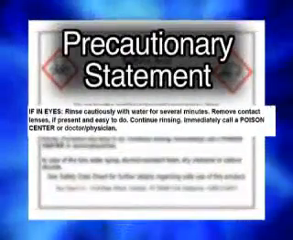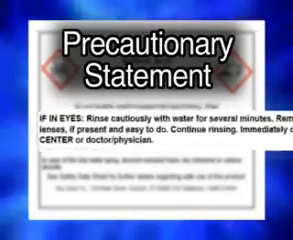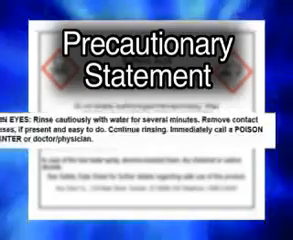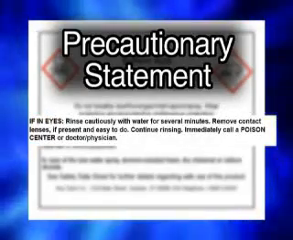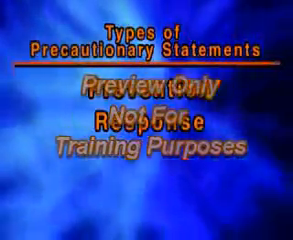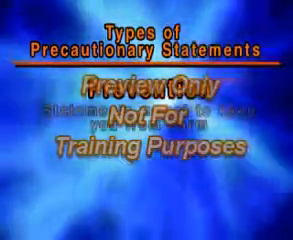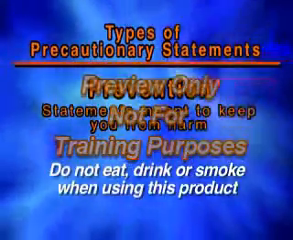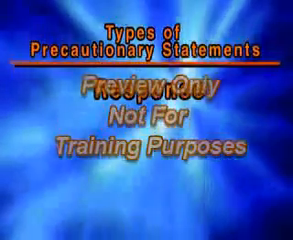Precautionary statement: a phrase describing recommended measures to be taken to minimize or prevent adverse effects resulting from exposure to the hazardous chemical or improper storage or handling. There are 4 types of precautionary statements used on labels. The 4 types of statements are prevention, response, storage, and disposal. Prevention: statements meant to keep you from harm, such as "do not eat, drink, or smoke when using this product," or "wear protective gloves."